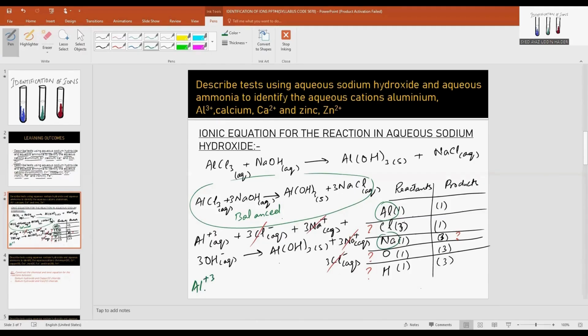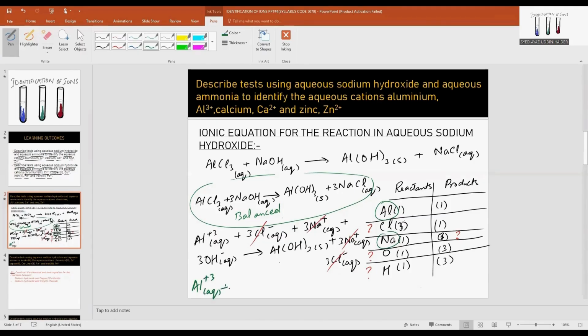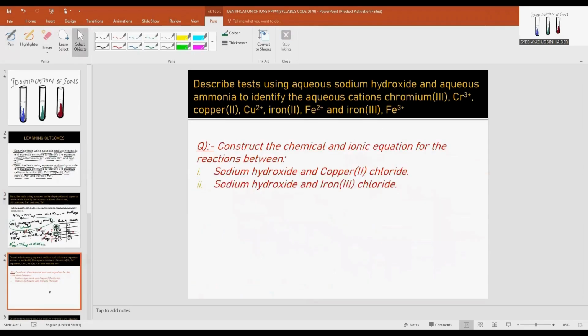Al3+ aqueous plus 3OH minus aqueous gives Al(OH)3 solid. This is your final equation. So here's the question for you. I will solve the first one for you. Construct the chemical and ionic equation for the reaction between sodium hydroxide and copper(II) chloride, and sodium hydroxide and iron(III) chloride.